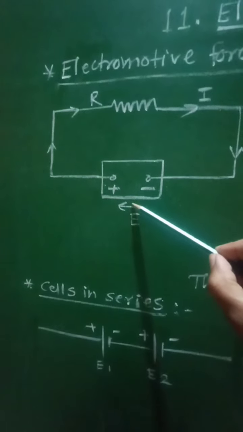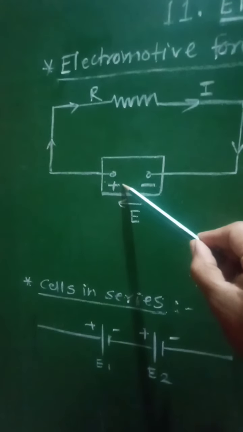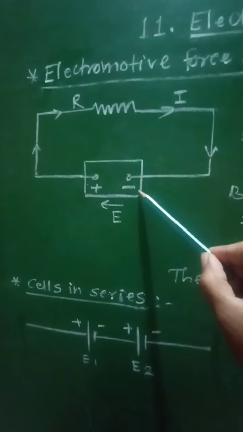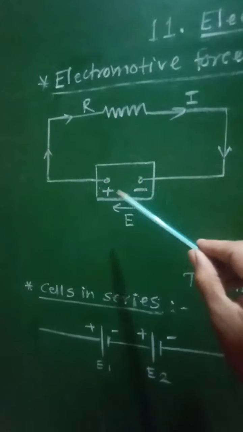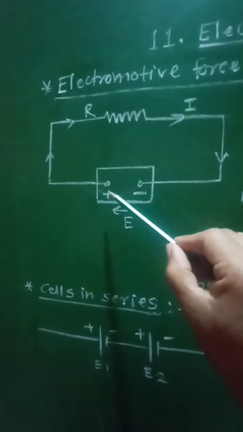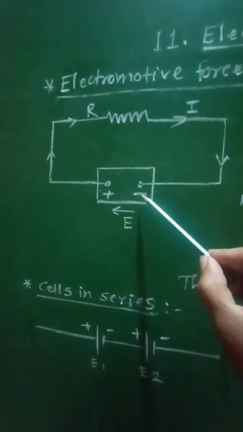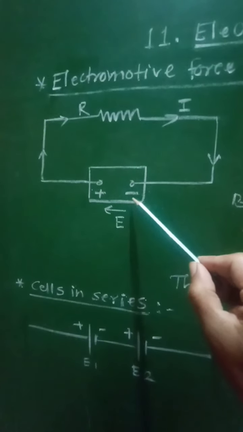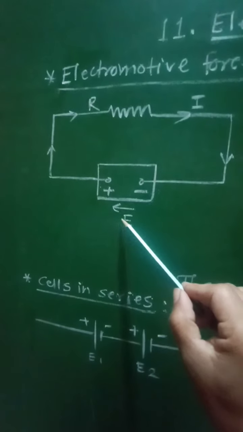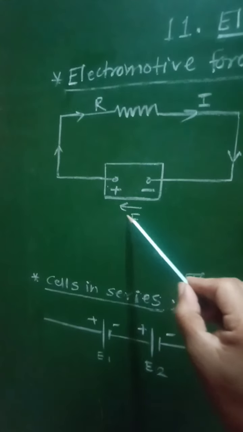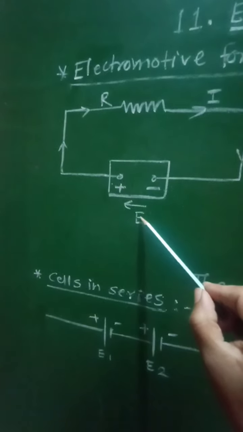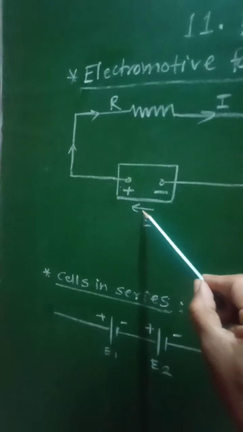The device keeps the positive terminal, that is plus, at higher electric potential than the negative terminal, that is minus. So for this device, the potential of this plus terminal is higher as compared with this minus terminal. The EMF is represented by an arrow from the negative terminal to the positive terminal. Inside this device, the EMF is directed from negative terminal to positive terminal by this arrow.